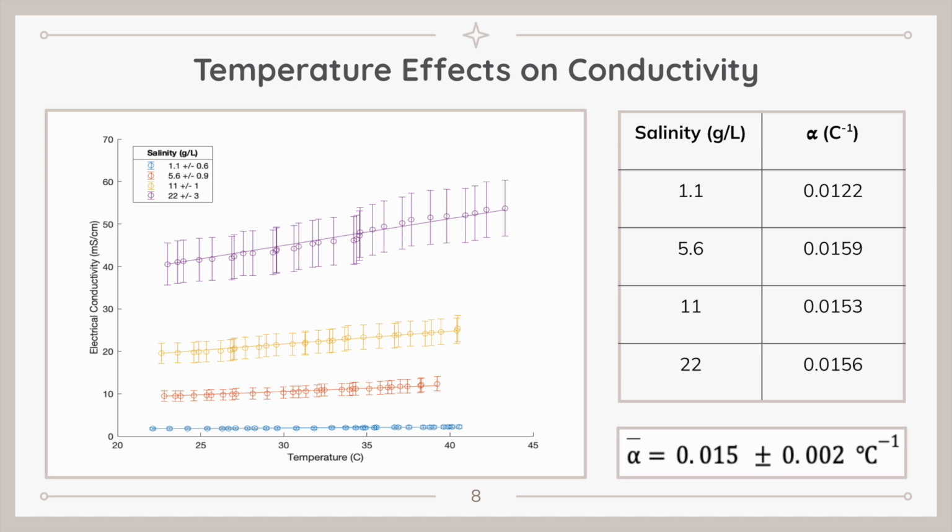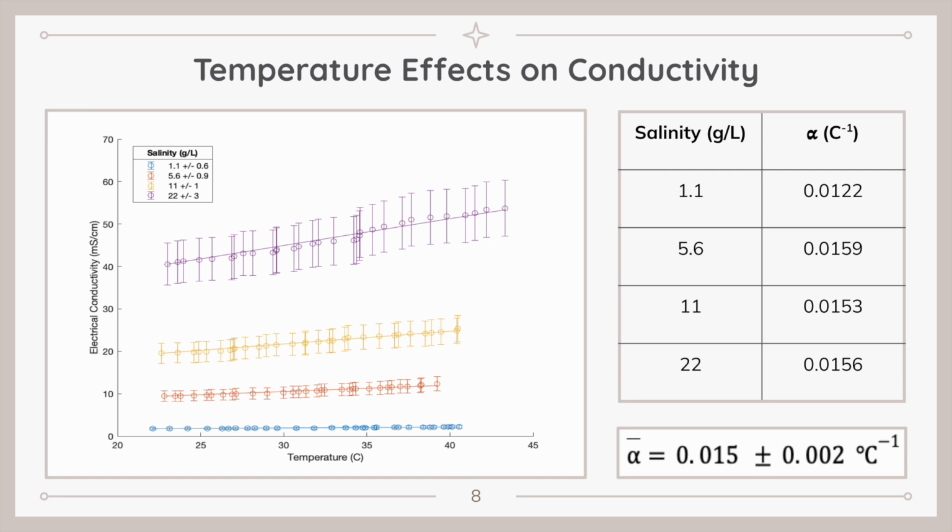Next up, we can see some of our data. Here we can see the temperature effects on conductivity. We can see that as temperature increases, the electrical conductivity appears to increase for all of our salinities. We fitted that first theoretical equation to each of our data groups and found values of alpha. Here we found that the average alpha is approximately 0.015 plus or minus 0.02 inverse degrees Celsius.